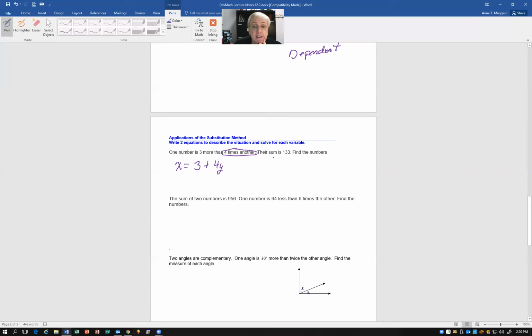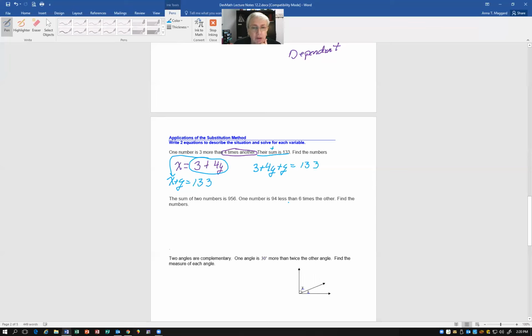The second sentence says their sum is 133. Sum is what we get when we add two numbers together, right? X plus y equals 133. How are we going to solve that? Substitution. We'll take this 3 plus 4y and put it right there. So I'll have 3 plus 4y plus y is 133.